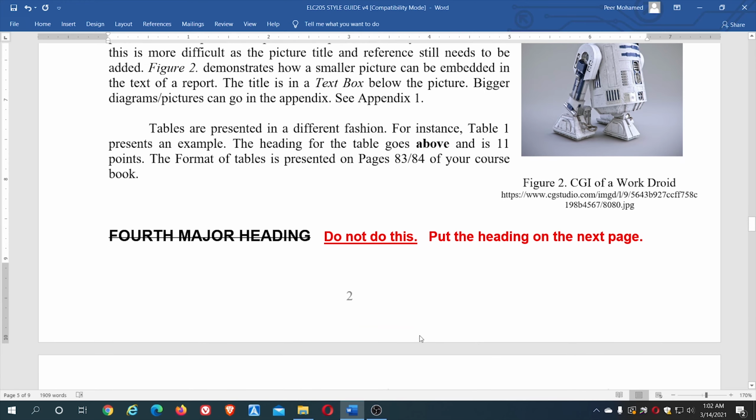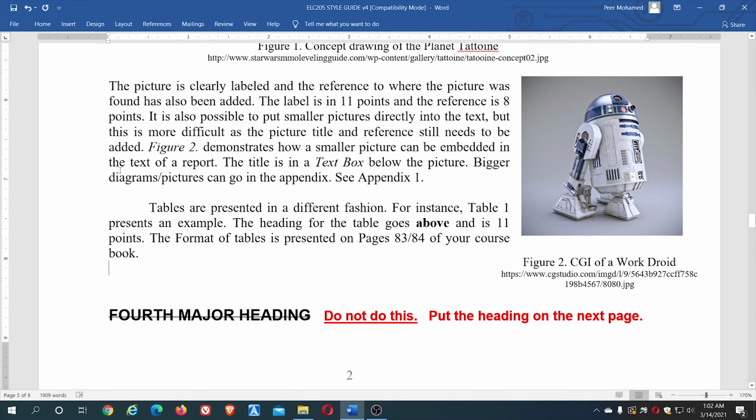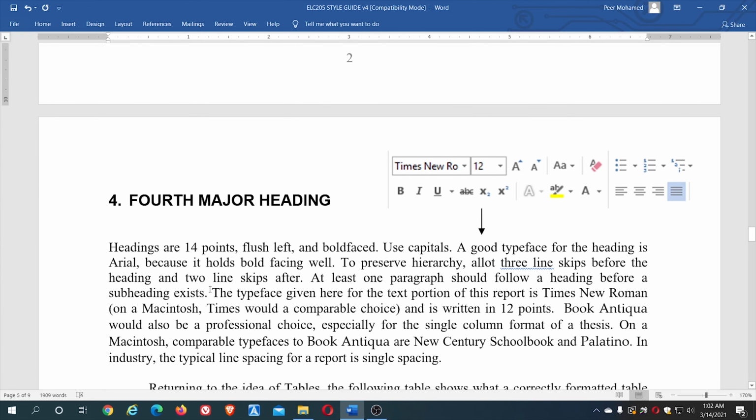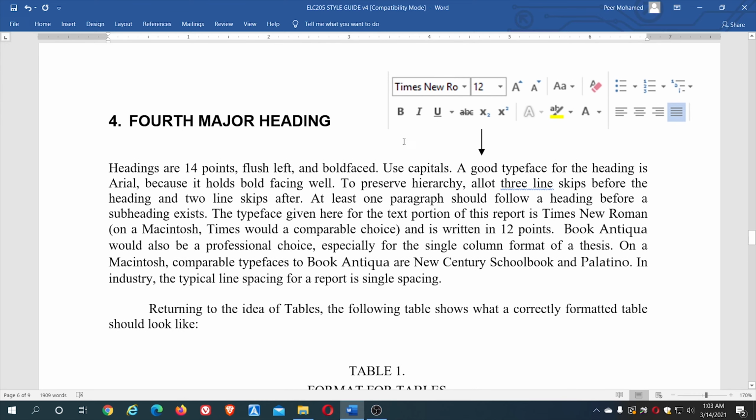Now please keep it in mind when you are ending a particular chapter. Take for example, if chapter 3 ends here, don't start chapter 4 here. Don't do that, it will be very awkward. Leave the space, even if it ends here, leave the rest of the space and start the next chapter on the next page fresh. So this is the fourth major heading. You know the heading will be in Arial font, size 14 and bold. And you can see the text, as we had already seen, will be in Times New Roman 12 normal font.